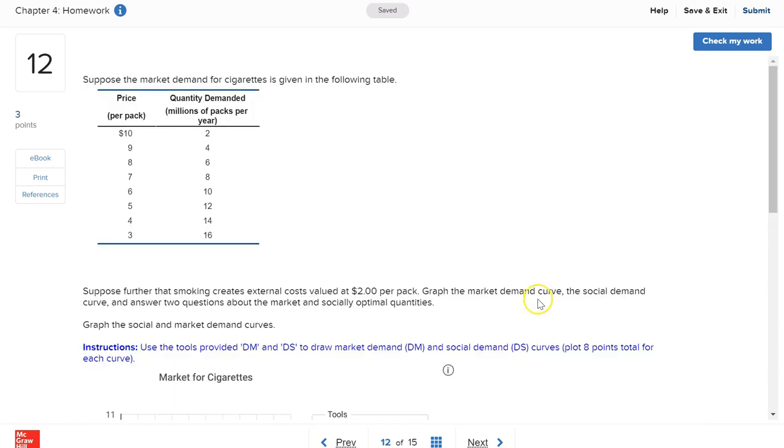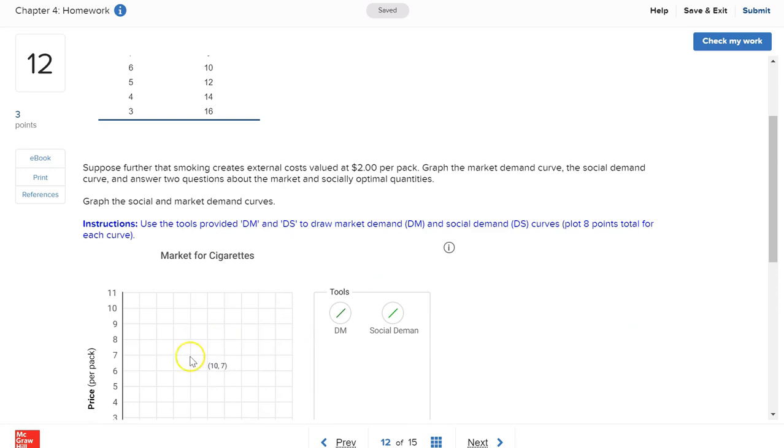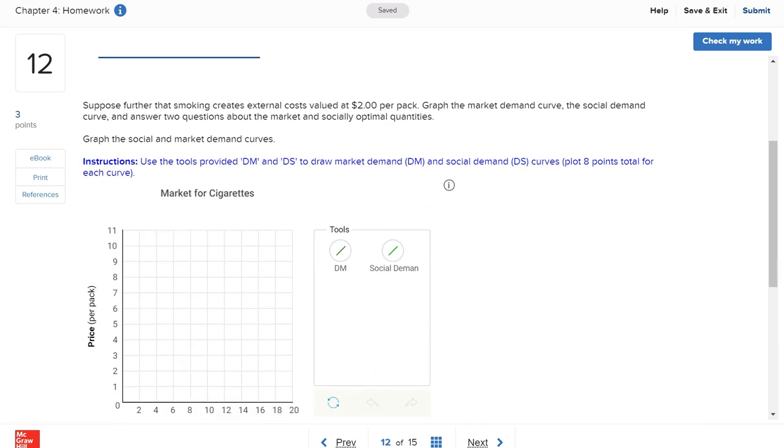This one, I believe, is the same idea, but in this case, it's the market for cigarettes, and this has a negative externality. And so you're going to draw the market demand curve, and then the social demand curve is going to be to the left, by the amount of $2 per unit. So we're going to have a $2 vertical wedge on our graph. So hopefully you can work through that with the tools they give you.